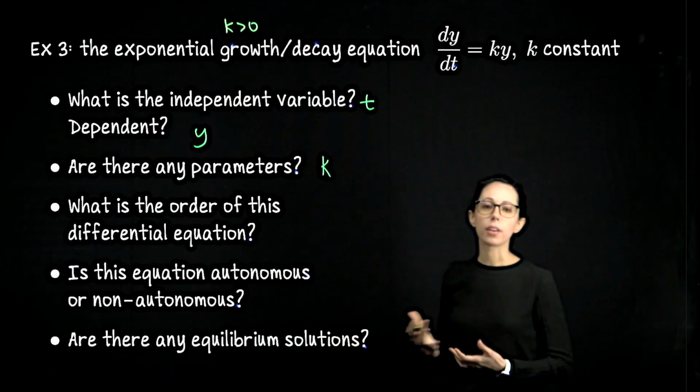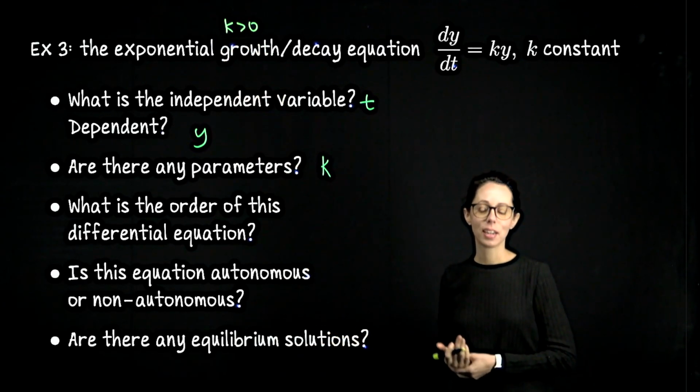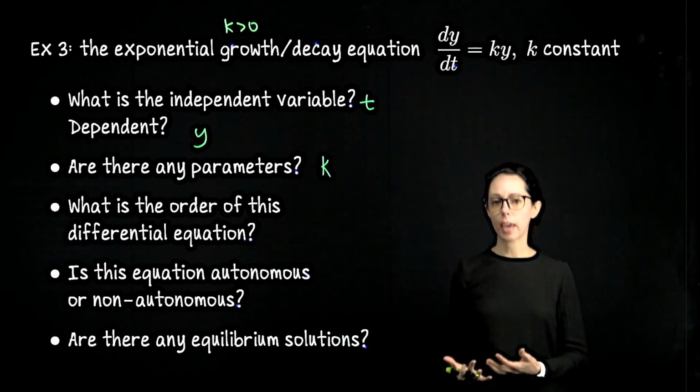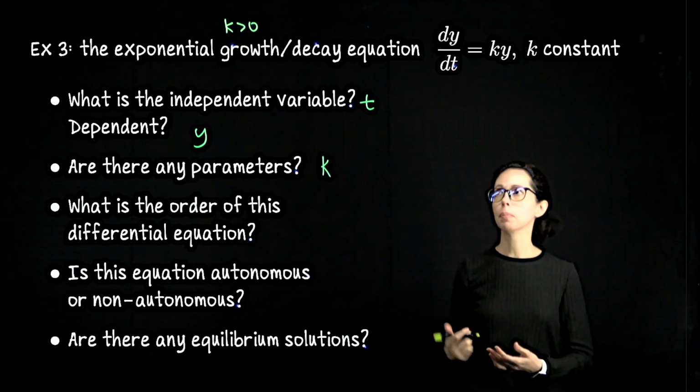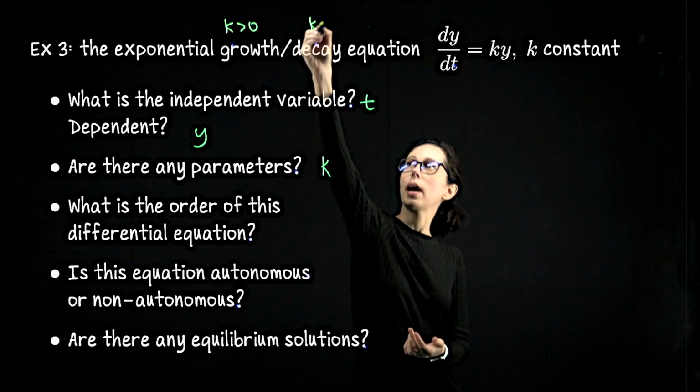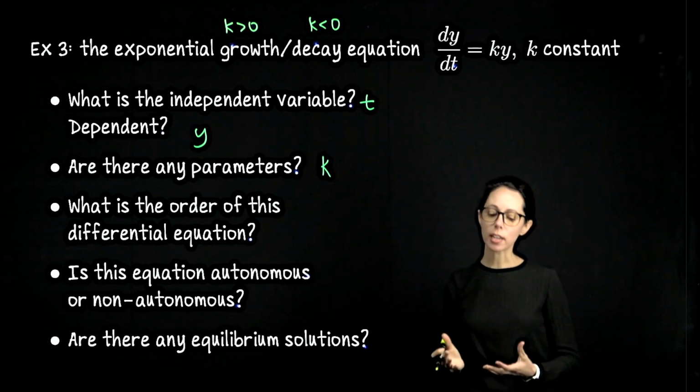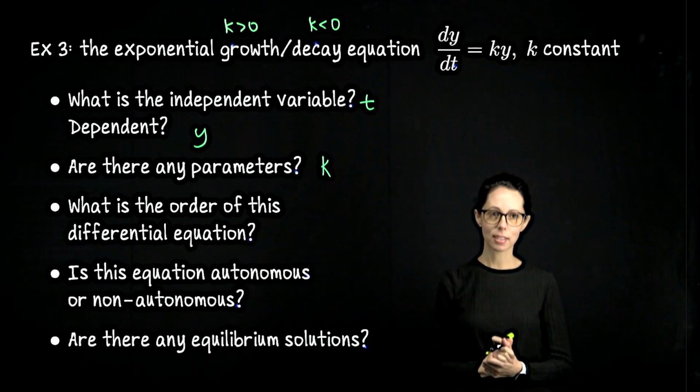You might have different values of k for, say, different bacteria populations. And if k is negative, you might be looking at something like chemical decay, where you're looking at solving a half-life problem. And different compounds would have different values of that parameter k. So parameters allow us to adjust differential equations to different scientific settings.